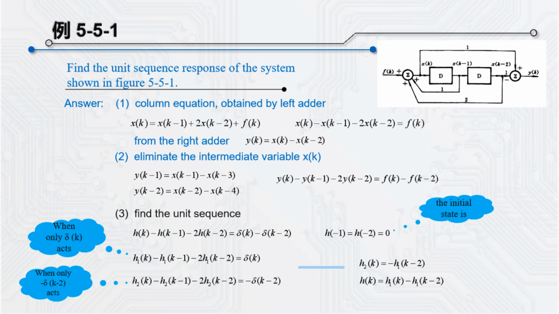Based on the linearity of the LTI systems, we can see that h2 of k and h1 of k satisfy this relationship. So the unit sequence response h of k of the entire system can be obtained by subtracting h1 of k minus 2 from h1 of k. This conclusion is based on the linear relationship satisfied by the discrete system and the analysis of time invariant characteristics. This is the basic line of thinking for our first example.